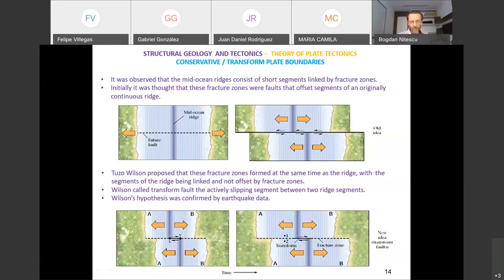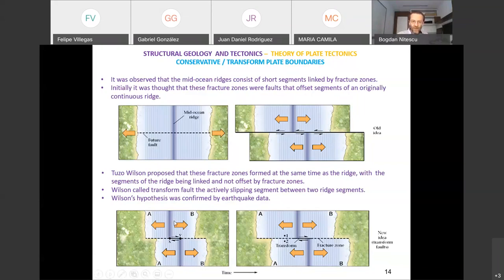J. Tuzo Wilson, who was a professor in Toronto, and my master's supervisor in Toronto, a professor called Henry Holtz from England. He came to Canada from England because Tuzo Wilson brought him. So I met people who knew Tuzo Wilson. Of course, he died some time ago, so I couldn't meet him. But people in the department in Toronto are very proud that Tuzo Wilson was a member of their department, being a big pioneer in plate tectonic theory. So you'll see him mentioned twice in this lecture.